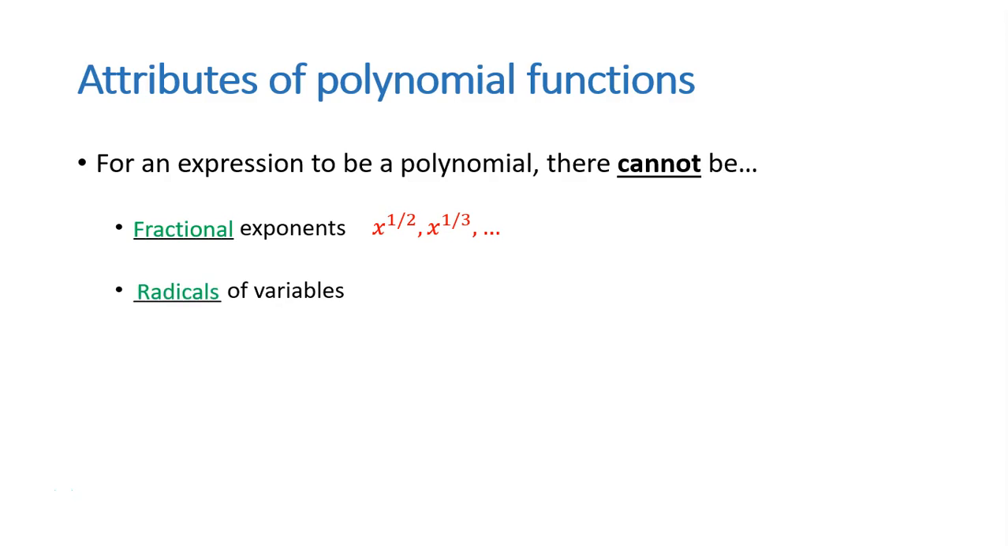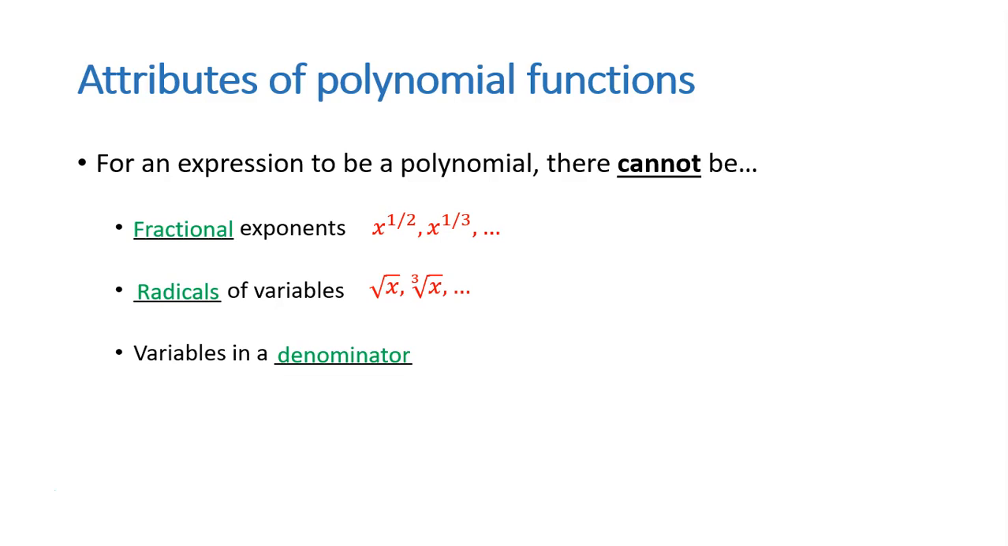Another thing we can't have is radicals of variables. So something like the square root of x or the cube root of x. These are actually directly related to fractional exponents. They're interchangeable. So anytime we have a variable, we can't have it inside of a radical. Again, it can only have an exponent. The exponent has to be a whole number.